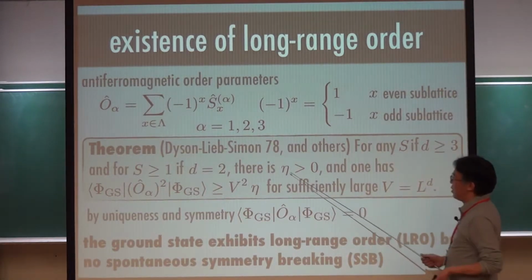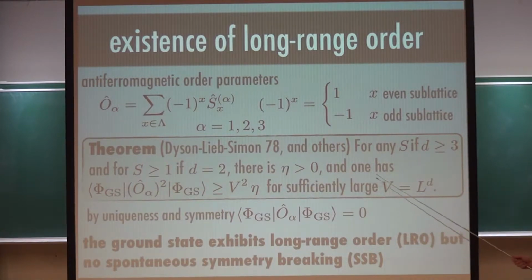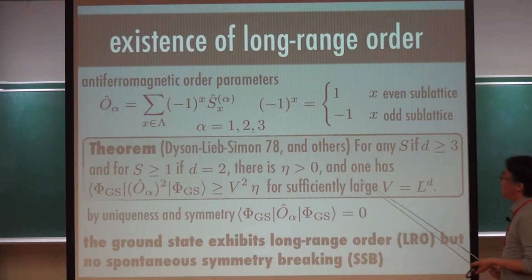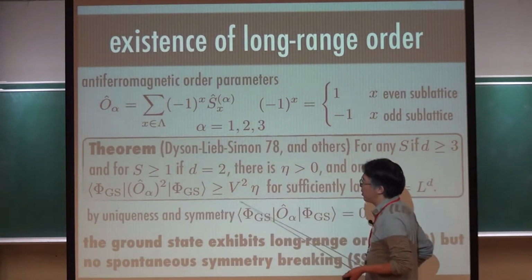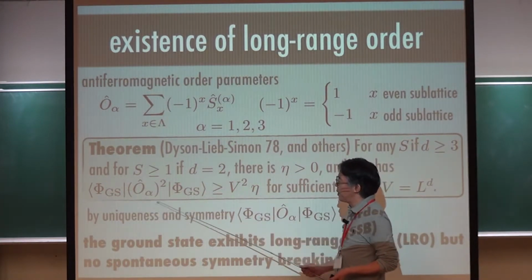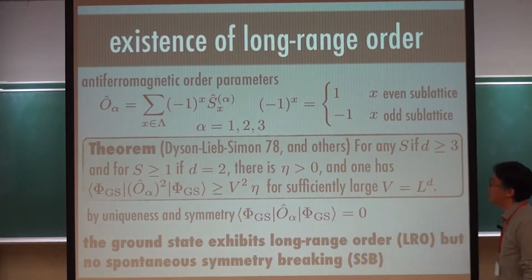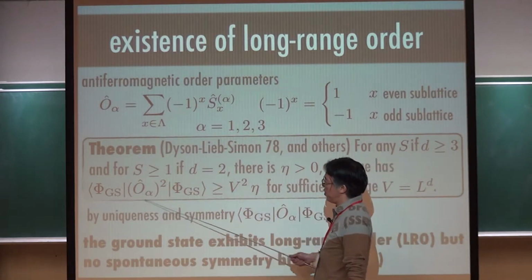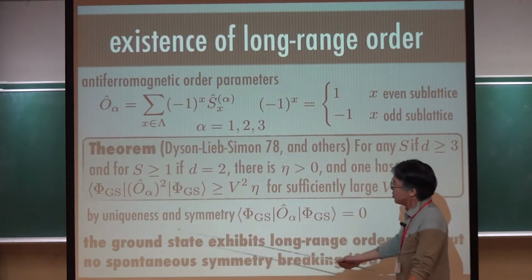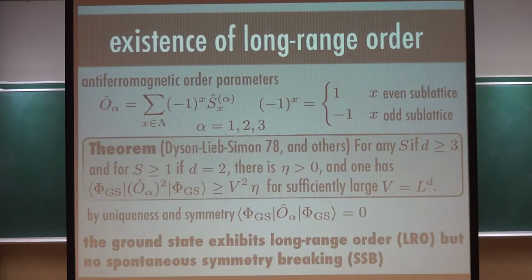More precisely, it says that there exists a finite constant theta, which of course depends on s and d, and one has this inequality. The expectation value of O alpha squared is greater than V squared times theta. And of course, since the ground state is unique, this is SU(2) invariant, so this is independent of alpha. This has been proved, and this proof is totally not trivial, and it uses a property called reflection positivity. This is difficult, but it's known.